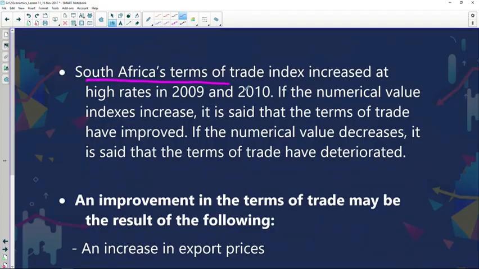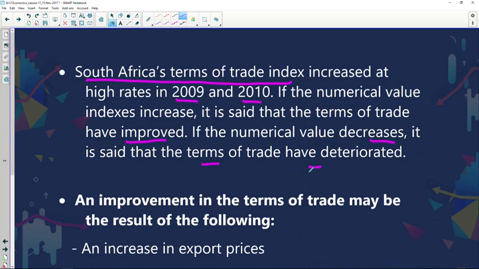And just before the ad break, we were looking at the terms of trade. We defined what terms of trade is, and we also looked at the table that was supplied by the South African Reserve Bank. So we are now going to explore a bit further what the terms of trade is. We know that the South African terms of trade index increased at high rates in 2009 and also in 2010. If the numerical value of the index increases, it is said that the terms of trade have improved. If the numerical value decreases, it is said that the terms of trade have deteriorated.